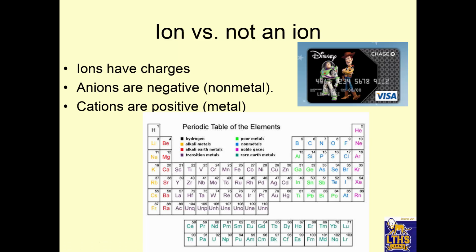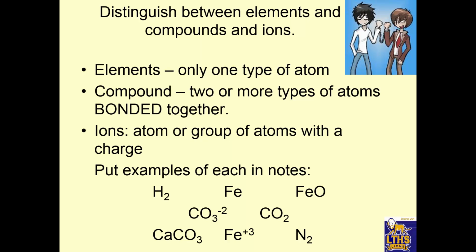Okay, ion versus not an ion. Ions have charge, okay? So anions are negative, and they come from nonmetals. Cations are positive, and they come from metals, okay? So keep that in mind. Positive cations, negative anions.